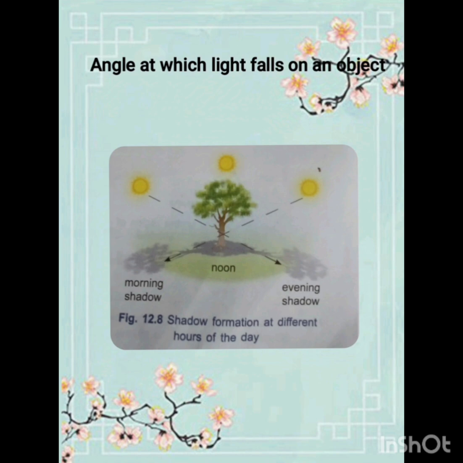Students, if you observe the shadow of a tree during the day, you will notice that the length of the shadow changes with time. The shadow of a tree is the shortest at noon and longer in the morning and evening. This fact helped people in olden times to know the time.